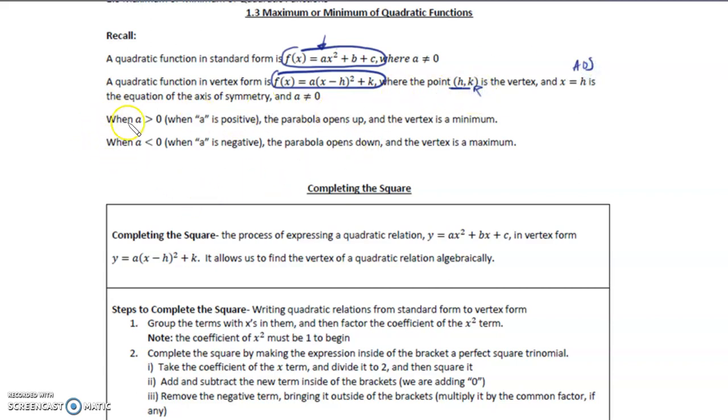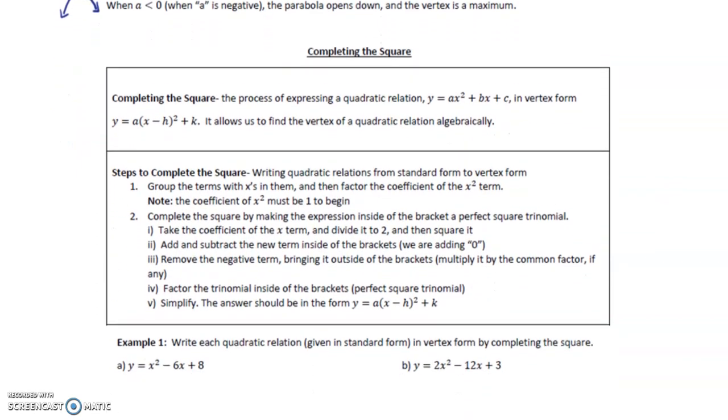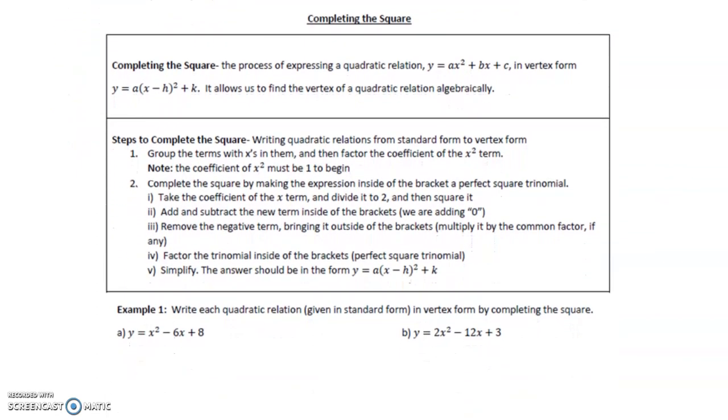Okay, and when a is greater than 0, so when a is positive, the parabola opens up, and therefore we get a minimum. And when a is less than 0, the parabola opens down, and therefore we get a maximum. Okay, so we already went over completing the square in the recap from last year. So let's do it again, and then we're going to build on it.